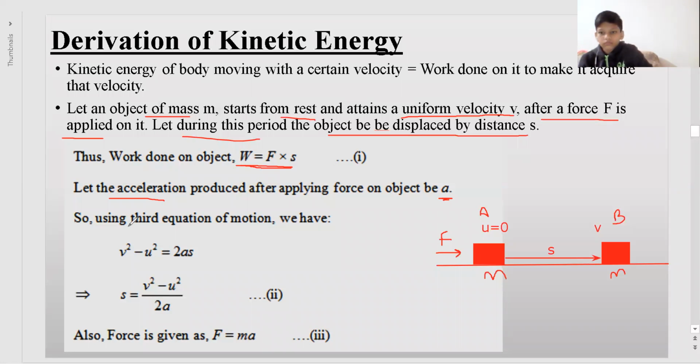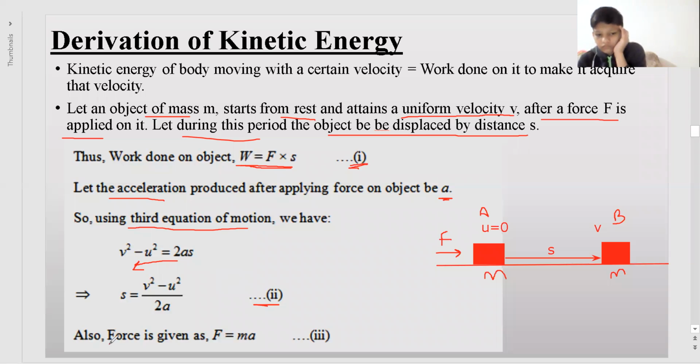So you all know the third equation from those three equations of motion. What is the third equation? v square minus u square equals 2as. From here, can we take the value of s? If we want to take out the value of s, it will look somewhat like this: s equals (v square minus u square) upon 2a. We just have to take this 2 and a to the other side in the denominator. So we will get this. This is our equation 2. This was our equation 1.